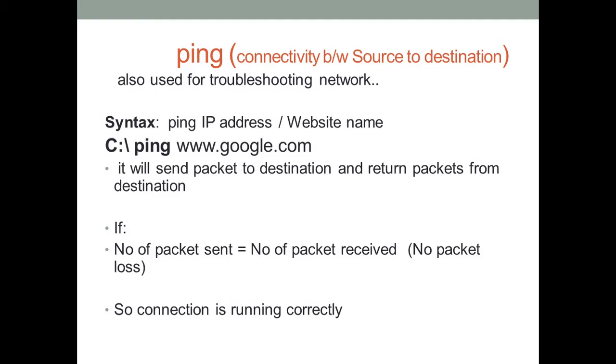I am going to discuss the ping tool. Ping is a tool for checking connectivity between a source and a destination. Suppose there is computer A and computer B. If A pings B and a response comes back to A, it means the connection is established. It is also used for troubleshooting the network. If a source computer sends 4 packets to the destination and the destination returns 4 packets, it means no packet loss, so the connection is established successfully.